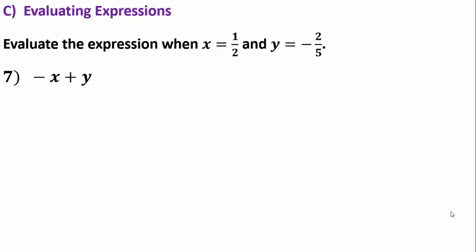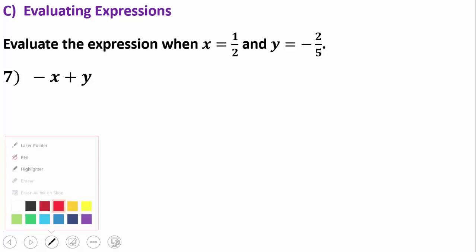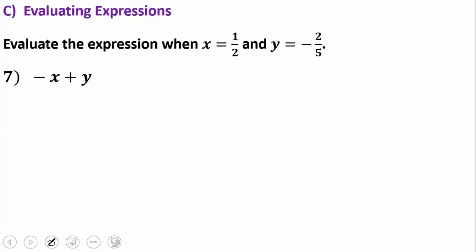Welcome back to our most fabulous notes on lesson 2.2, adding rational numbers, and we're going to continue with evaluating expressions. It says, evaluate the expression when x is 1/2 and y is -2/5. So ladies and gentlemen, example 7 says negative x plus y. Well, let's do a little bit of vocabulary understanding here real quickly. Negative x plus y. Now, it's evaluate the expression.